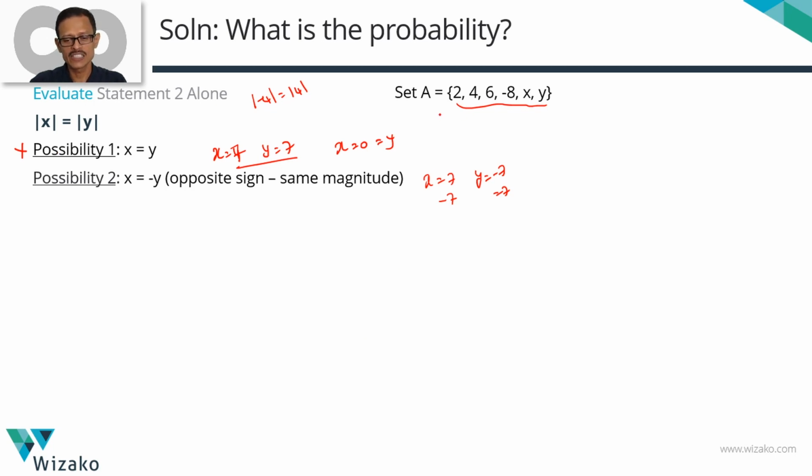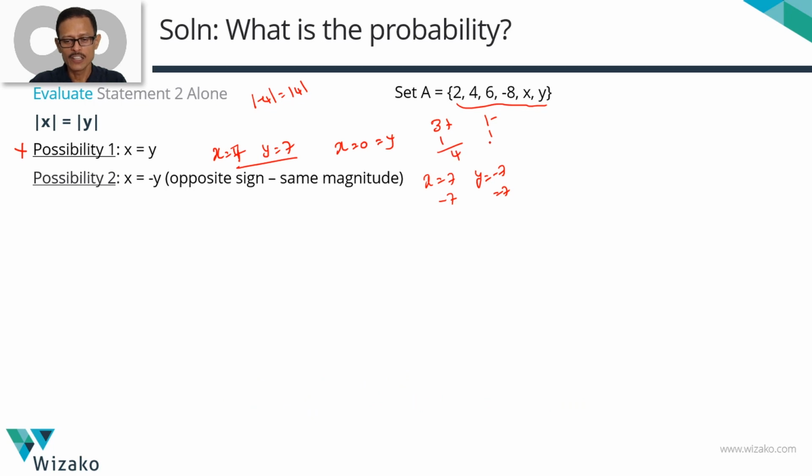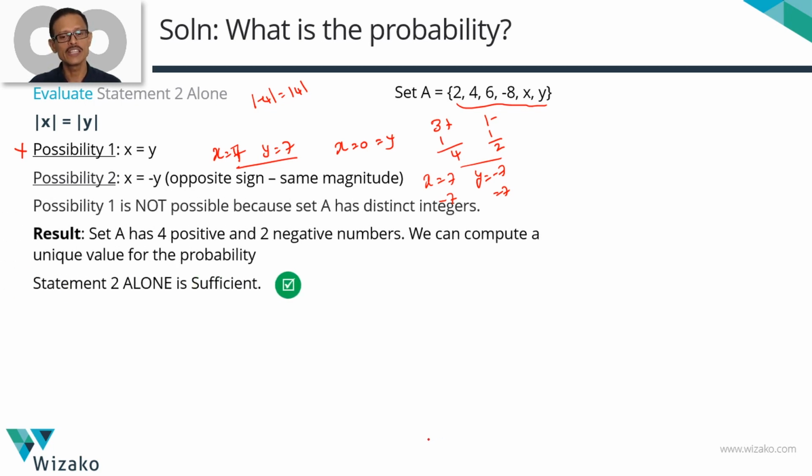What have we started with? We started with 3 positive and 1 negative. Now we're adding 1 more positive and 1 more negative. The set will end up having 4 positive and 2 negative numbers. And this is the only possibility that is there. Because we know how many of these numbers are positive and how many are negative, we have 4 positive and 2 negative, and a unique product will be obtained.